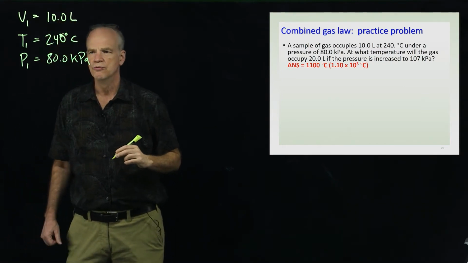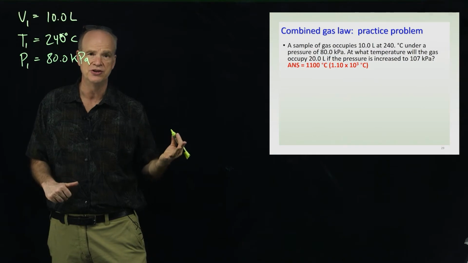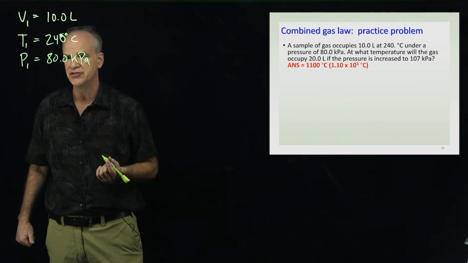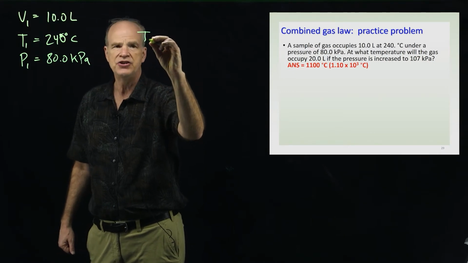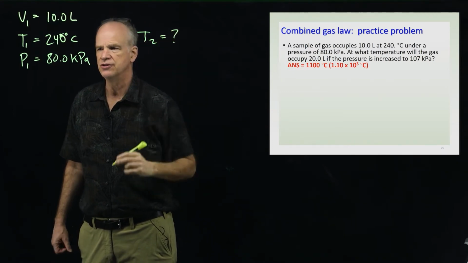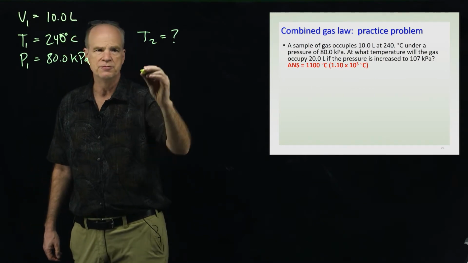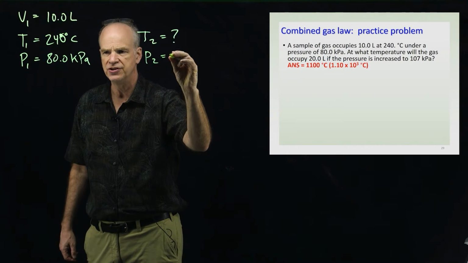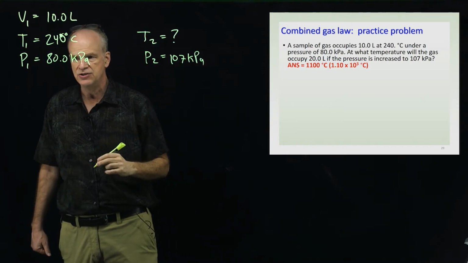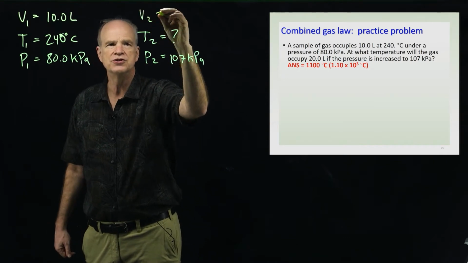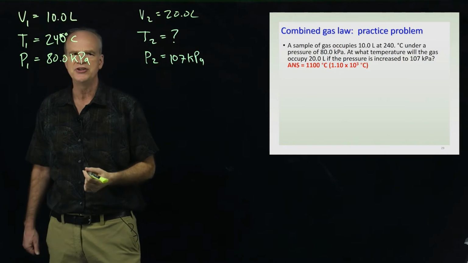Okay, so let's see how we can define the variables in the new conditions that we're going to bring this gas to. It says, at what temperature? So it looks like we're trying to find T2. That is the unknown in this problem. We have a new pressure, P2, which is 107 kilopascals. And then we have a new volume, V2, which is 20.0 liters. So we're trying to find T2.